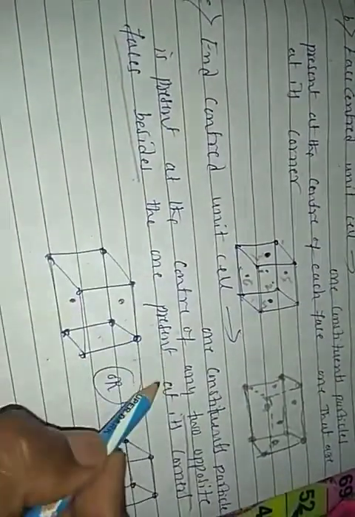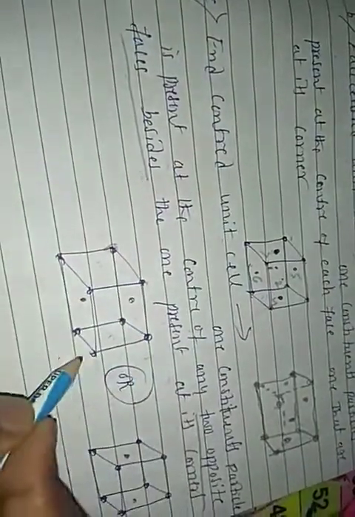Right. So this will be called the end center. One constituent particle is present at the center of any two opposite faces, besides those at its corners. So all the constituent particles are present at the corners, and only two constituent particles are opposite to each other, either top and bottom, or left and right. Or you write one more crystal here.